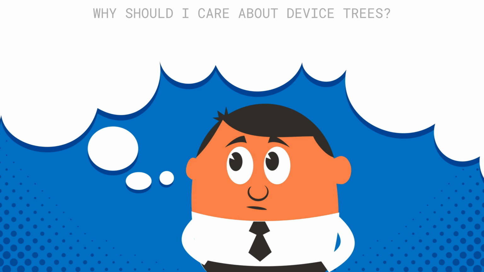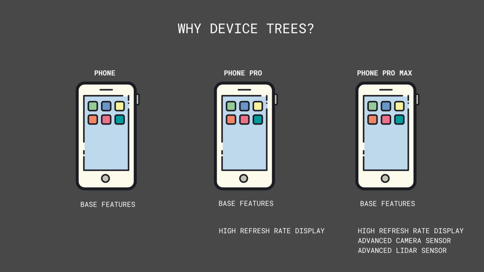kernel developers. Let's take a hypothetical example of a phone manufacturer who releases an overpriced phone each year and Linux is the core operating system running on it. As you can see, there are 3 variants of the phone which more or less have the same hardware. The Pro and Pro Max variants have certain additional hardware features. How do we maintain the kernel image for these 3 variants?